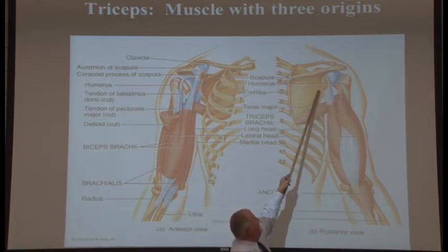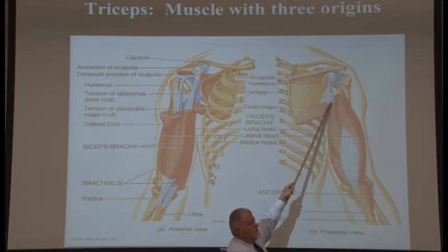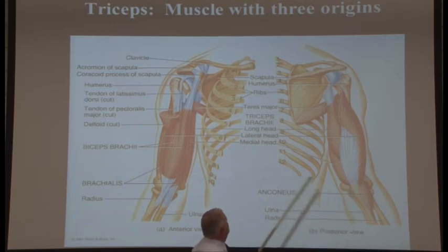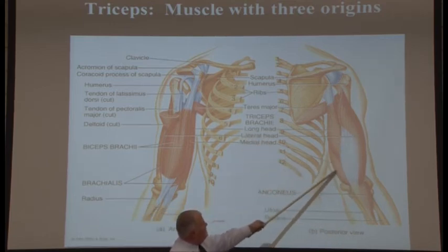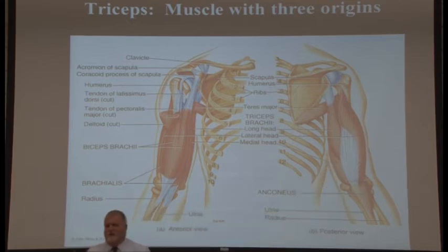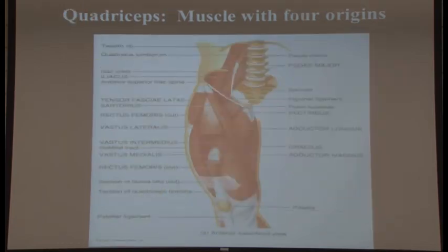But because this one crosses the shoulder joint, it's also going to have an action at the shoulder joint itself as well. So the long head, this is the lateral head, and then this small piece right here is the medial head. So three heads of one muscle, all inserting on the olecranon process.